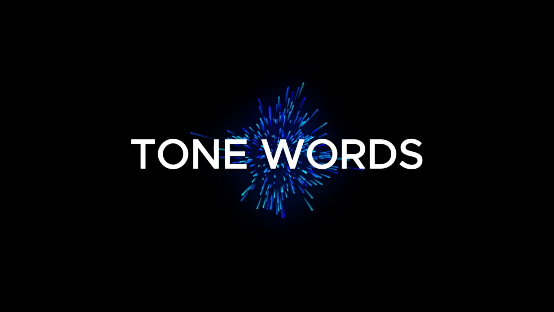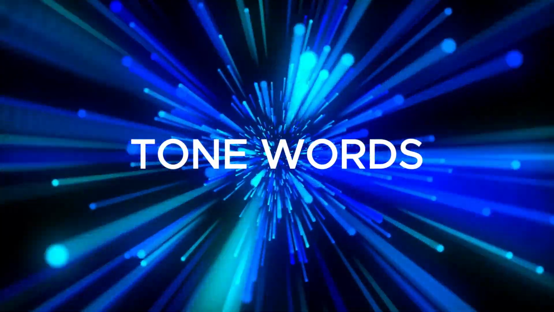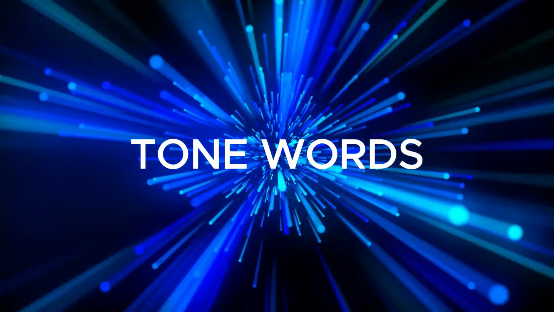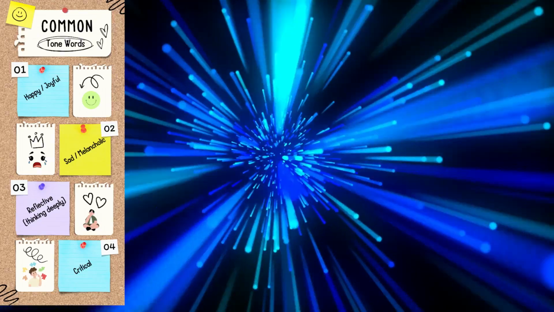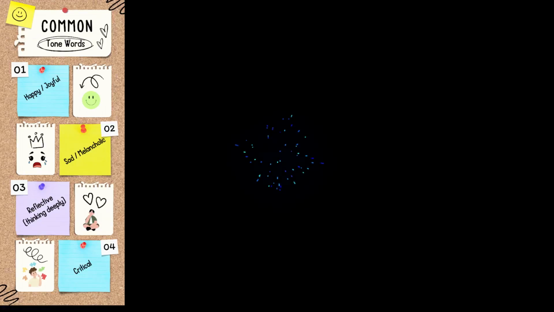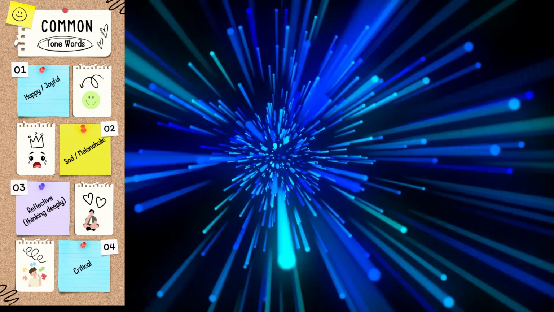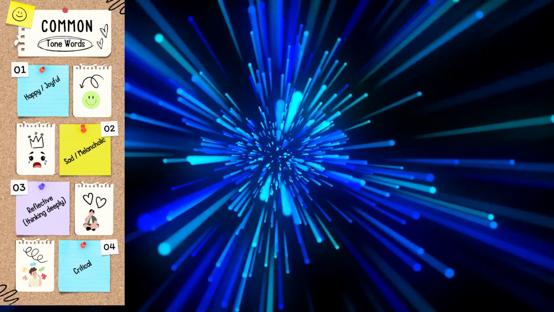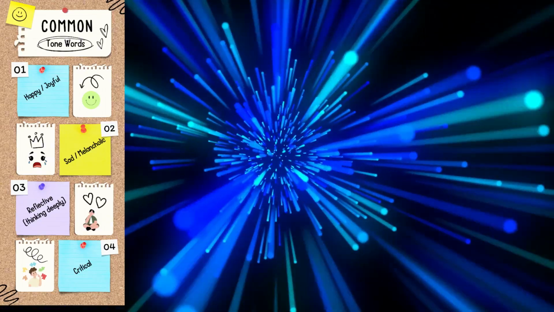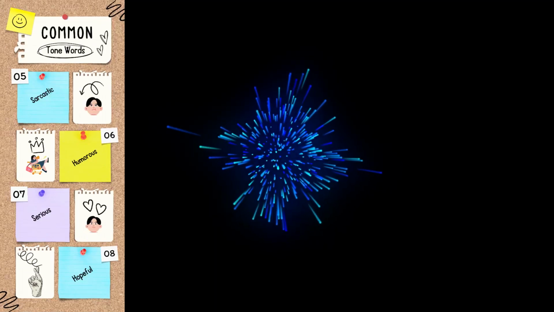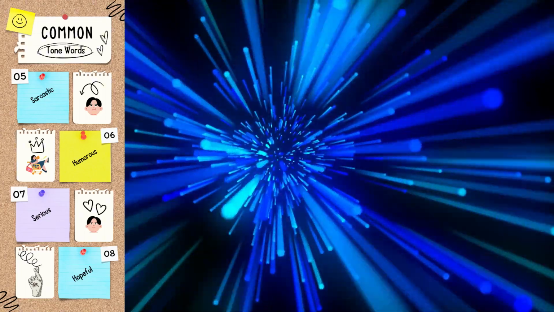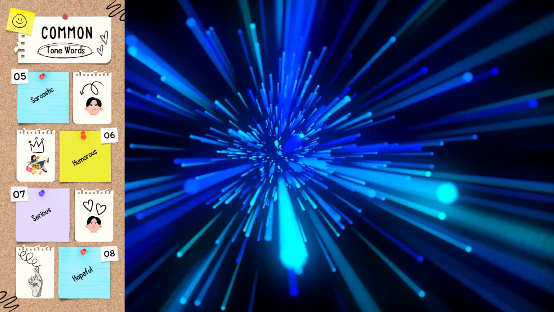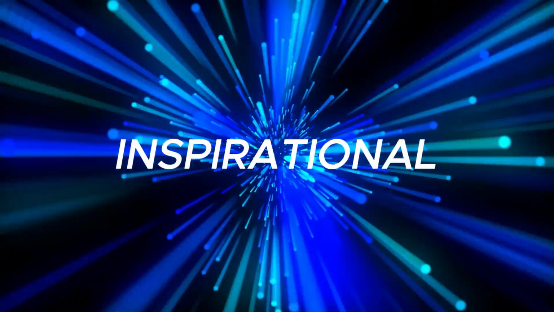Here are some important tone words you must know being a CBSE student. First, happy or joyful. Second, sad or melancholic. Third, reflective, when you're thinking deeply. Fourth, critical. Fifth, sarcastic. Sixth, humorous. Seventh, serious. Eighth, hopeful. And ninth, inspirational. Learn these. They are frequently used in exams.